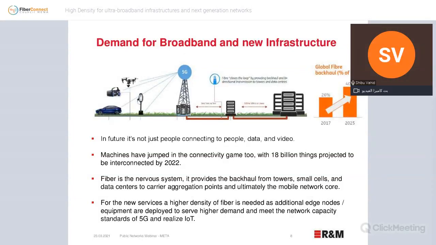And you know that the small cells and the edge data center have become a new inevitability in the network. And this requires a lot of fiber in the access area, which is deployed also in the form of small cells in the 5G technology.